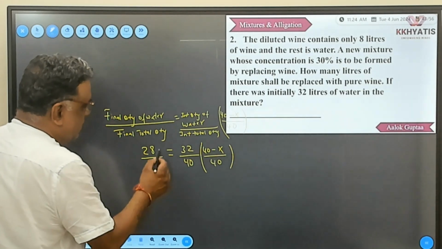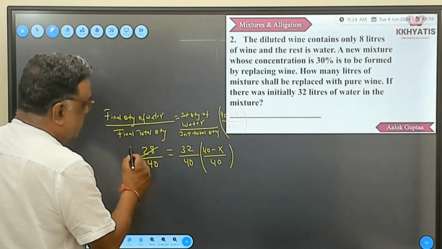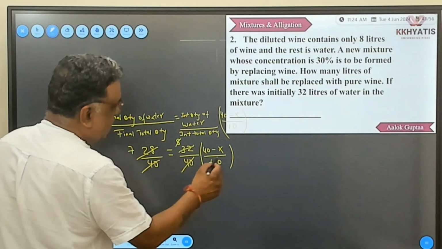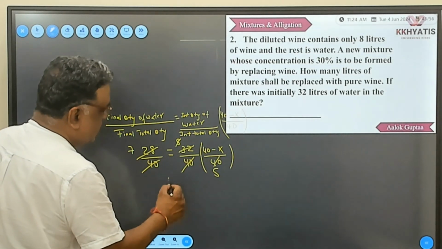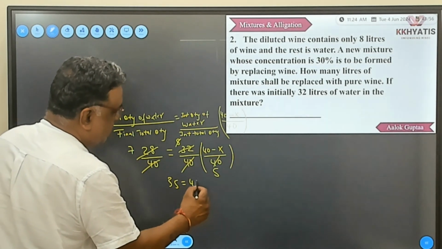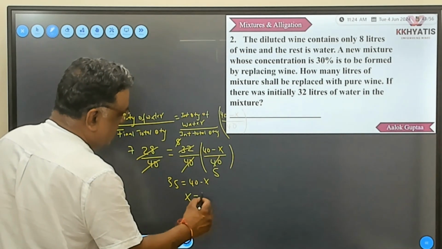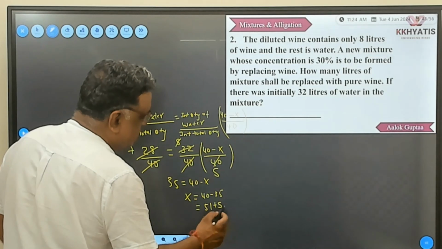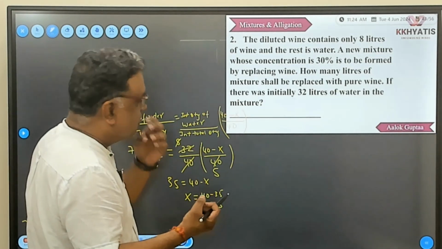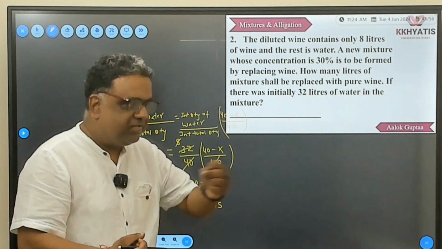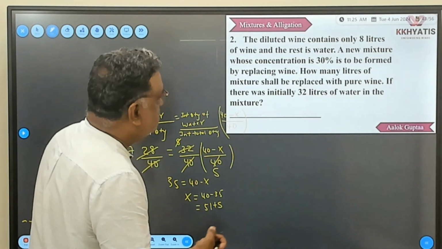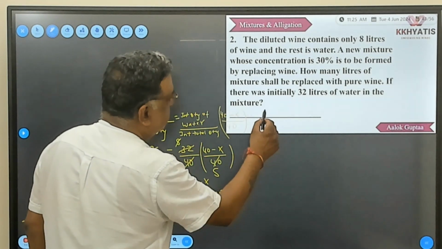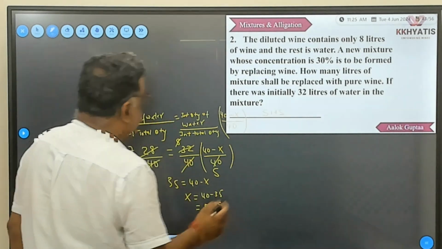So now this will be 7, 4, 8. 40 gets cancelled with 40, 8 fives are 40. So this goes here. 35 is 40 minus X. So X is 40 minus 35, which is 5 liters. Which means the quantity which was taken out was 5 liters and 5 liters of wine was replaced. So how many liters of mixture shall be replaced? Answer is 5. Next.